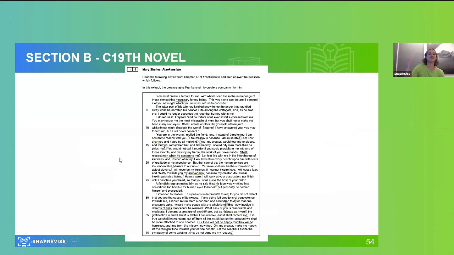Let's move on to the 19th century section. Again, you will get given an extract. I would suggest following the same structure that I talked about before, where you read the summary. For this example, it's a very quick summary: the creature asks Frankenstein to create a companion for him. Easy, it tells you exactly what is going to be going on in the extract. So have a read, then have a read of the extract. As you can see, I've underlined or bracketed anything that sticks out to me.